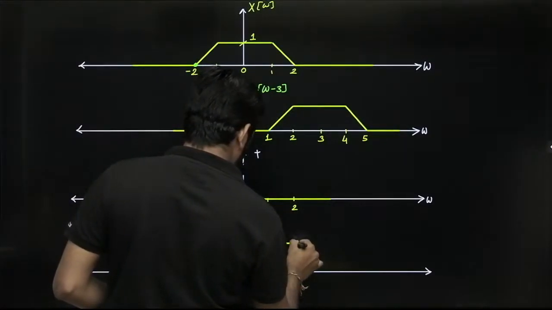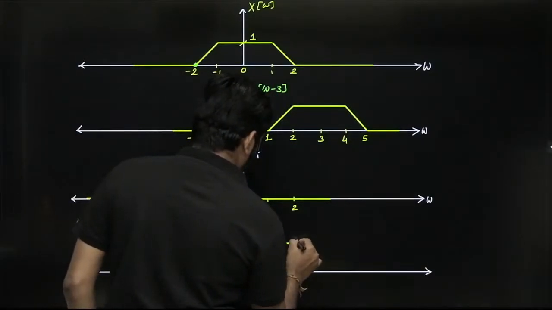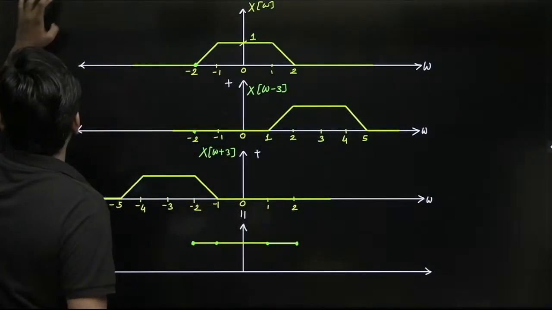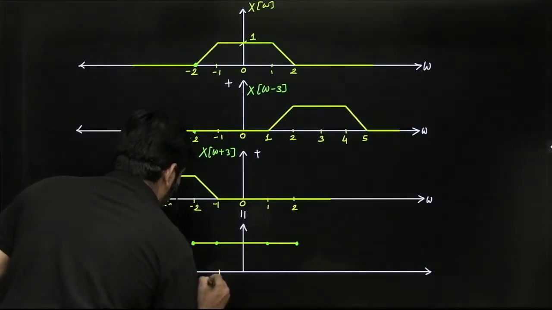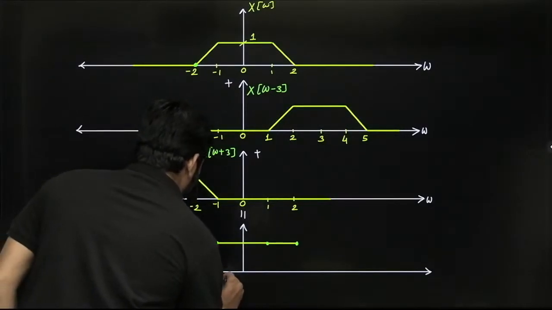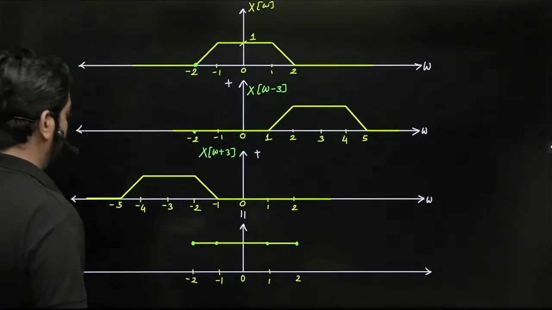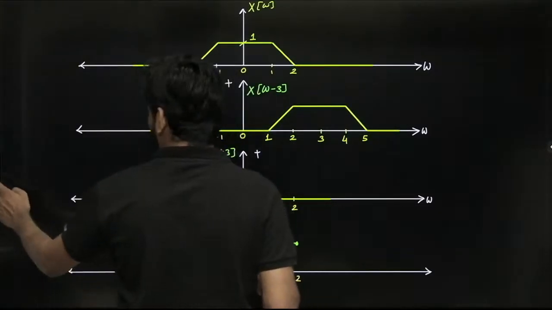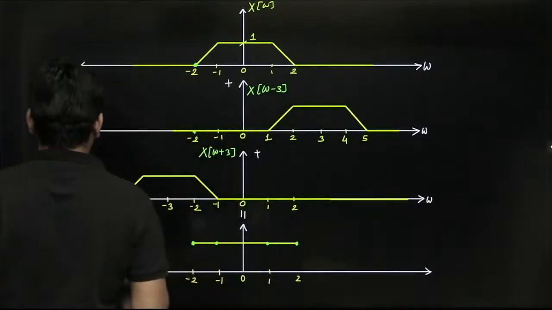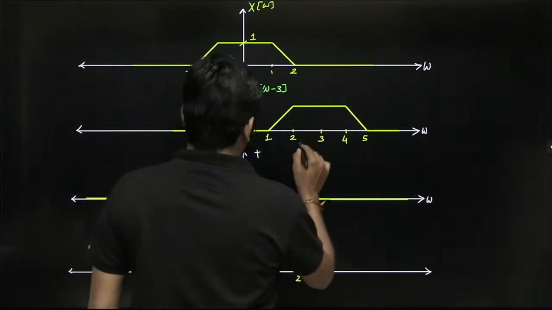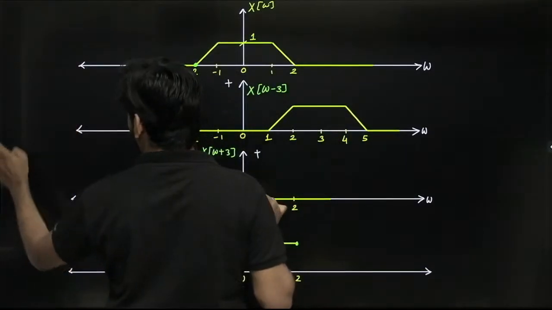between 1 and 2 also, guys. Correct? So you can see it is constant from -2 and 2, guys. Now let us check between 2 and 5, sorry, from 2 to 4.